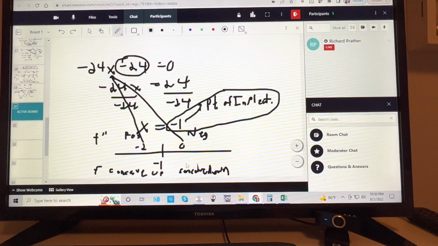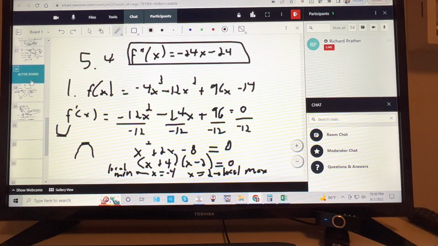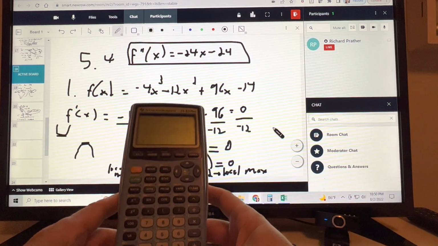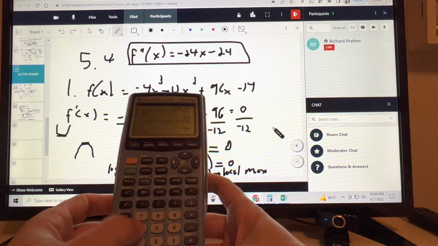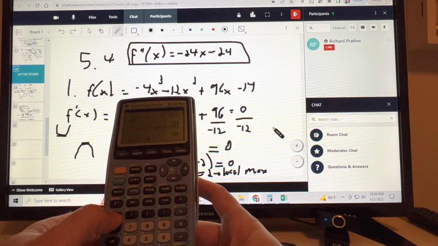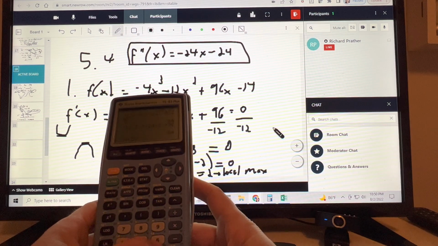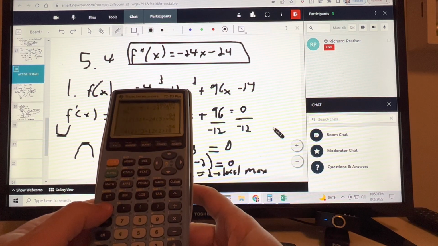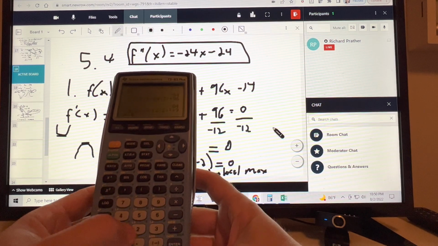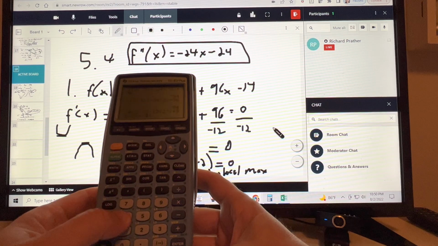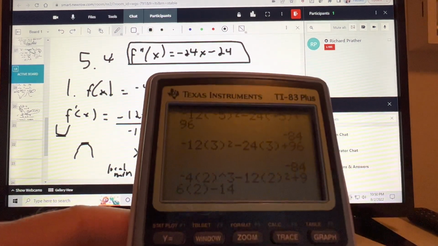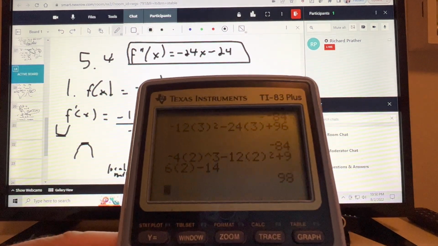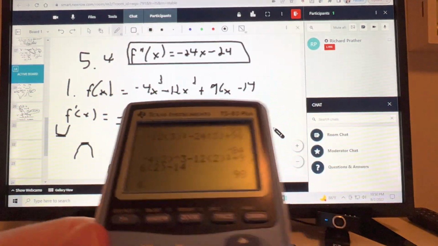So where was my local maximum? The local maximum occurred at 2. So what's f of 2? What's f of 2 back in the original function? -4 times 2 to the third power, minus 12 times 2 squared, plus 96 times 2, minus 14. Is this 0 or is this some positive number? It's a positive number, 90.